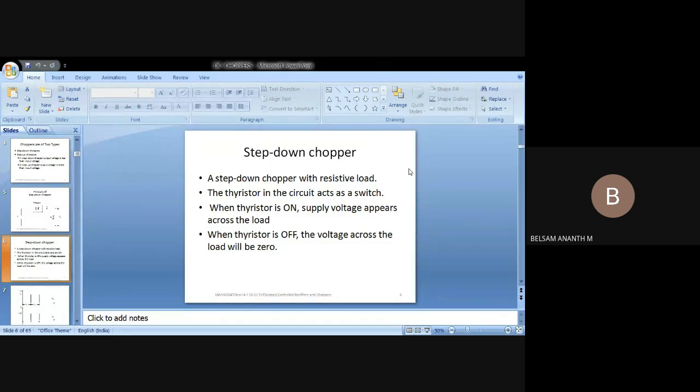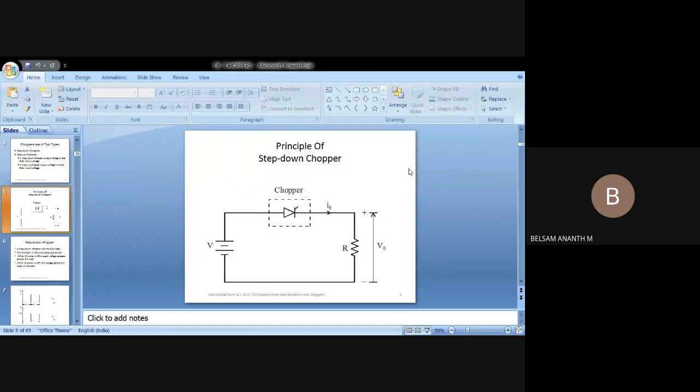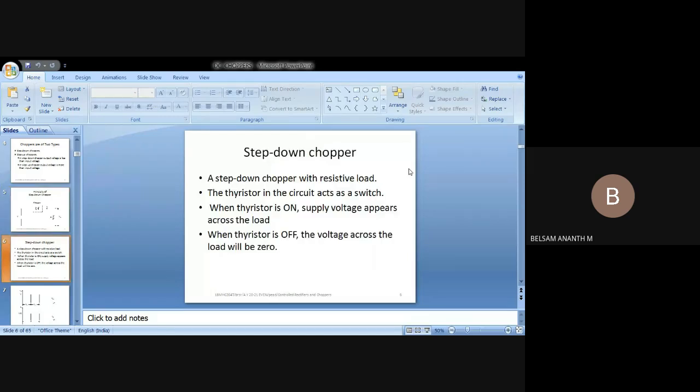The previous diagram is the symbolic, diagrammatic representation of a basic step down chopper. Here the step down chopper with a resistive load is connected, you have a voltage source, and your thyristor, or SCR, acts as a switch. When the thyristor is in the on condition, we definitely have the supplied voltage appearing across the load. When it is in the off condition, the voltage across the load is zero.